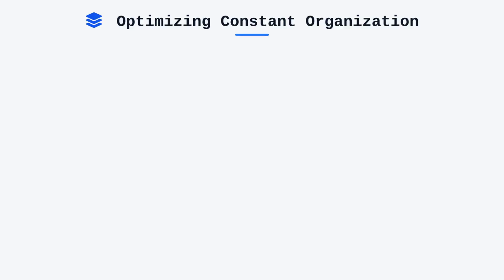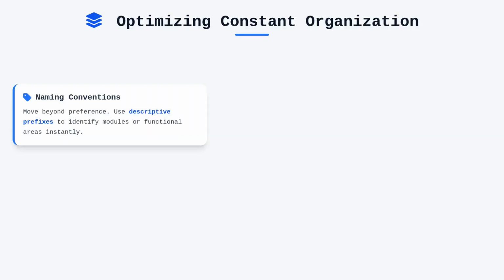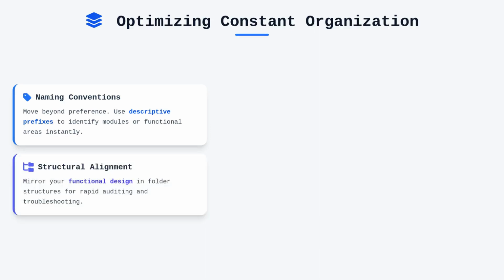When it comes to organizing your constants, naming conventions are far more than just a matter of subjective preference. You should adopt a descriptive, consistent naming strategy, perhaps using a prefix that identifies the module or functional area to which the constant belongs. Furthermore, think critically about the scope and organization of your objects within the Appian Designer.